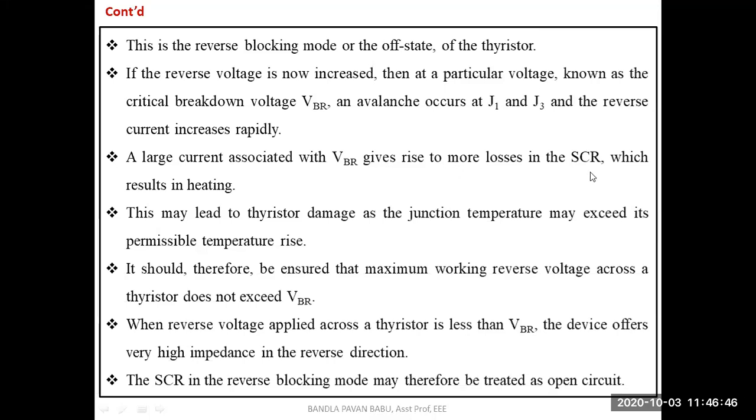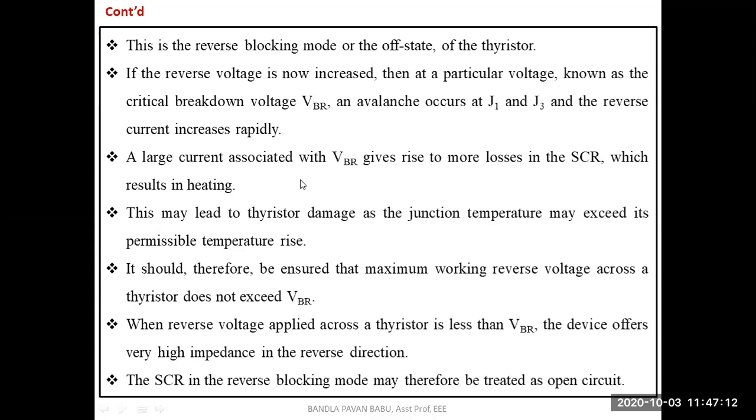So from this point we can assume that it is in reverse blocking mode. Since it is in the blocking state, it should not stay there for a longer period, because a huge amount of energy loss will occur, which results in heating. That is a fundamental thing we know.